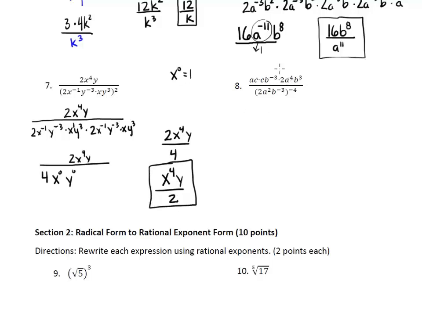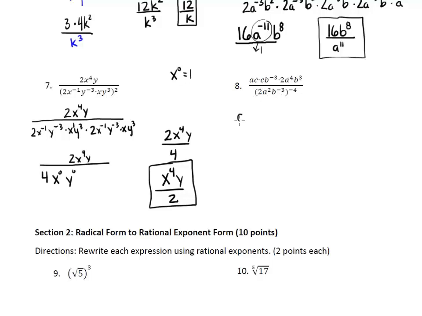Okay, number 8. Once again, it looks scary. Don't worry about it. Oh, look, I have a negative exponent. I want to worry about that first. So the first thing I want to do is I want to take this negative exponent and its base, which is this whole thing, and I want to move it all up to the other side of the fraction. So I'm going to move it up here.